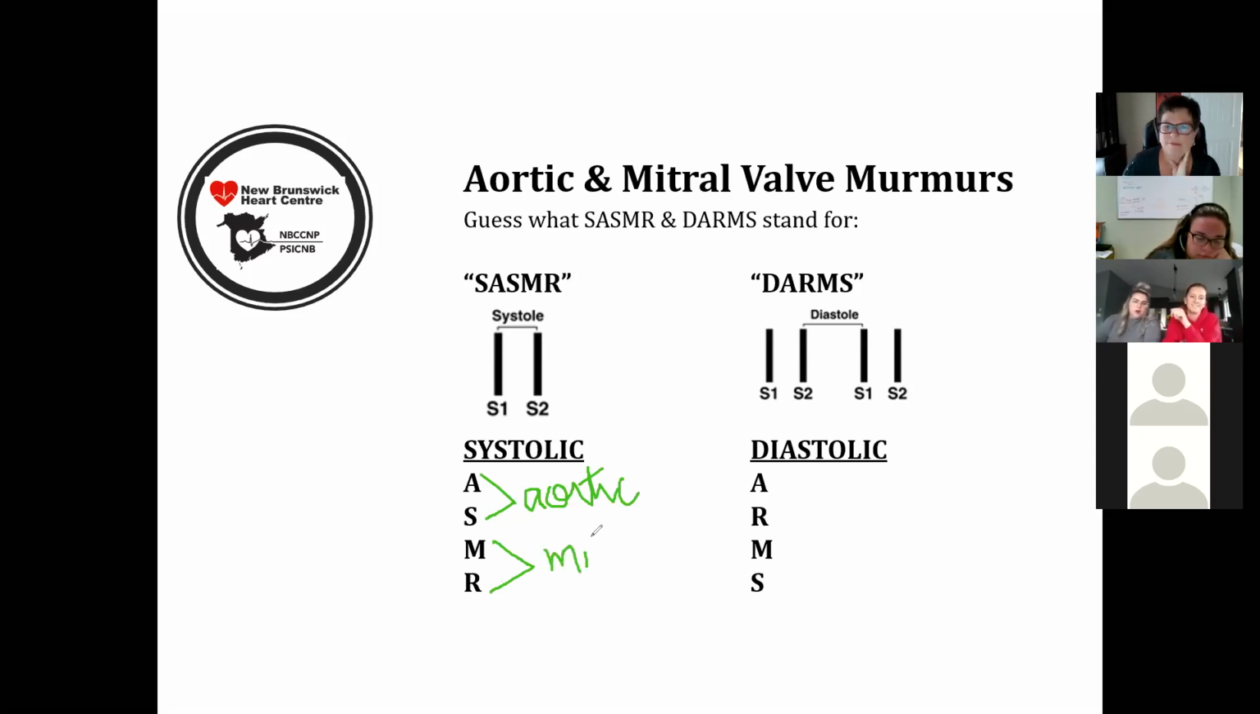Mitral regurg. So the way to remember SASMR or the systolic murmurs is aortic stenosis and mitral regurg. And then our diastolic murmurs or DARMAs are the ones that occur between a lub-dub. So lub-dub swish, lub-dub swish. And I find diastolic murmurs much more difficult to hear than systolic murmurs.